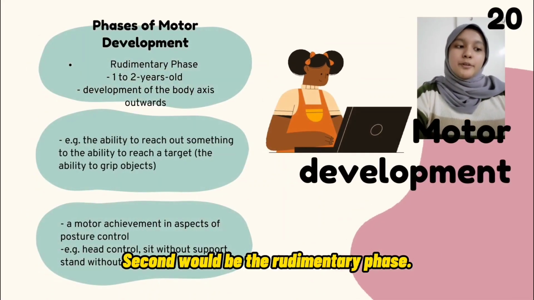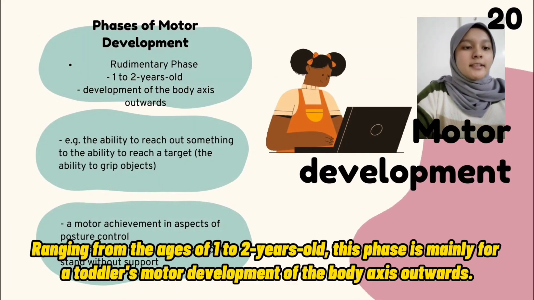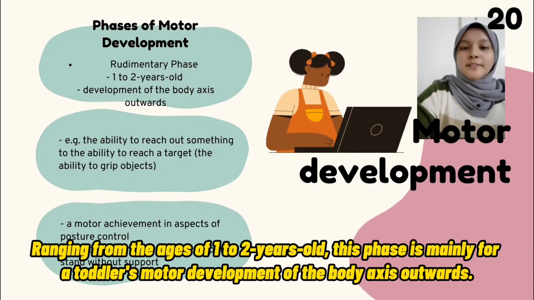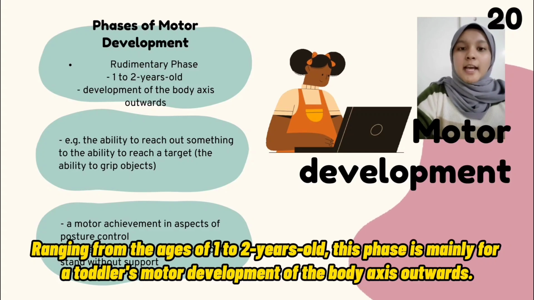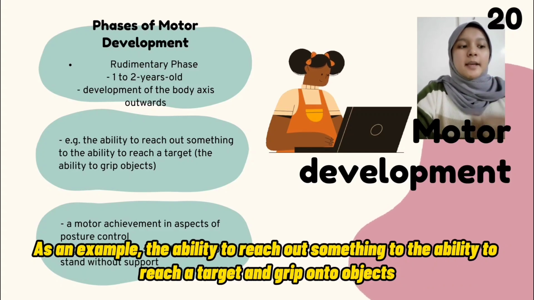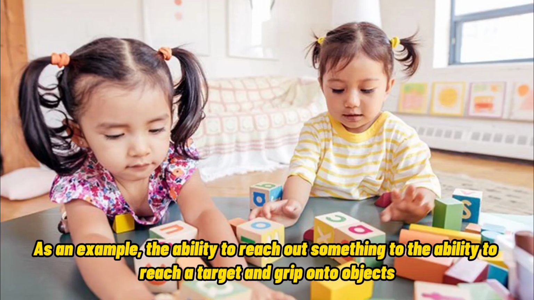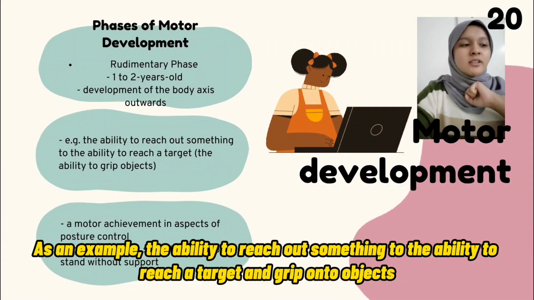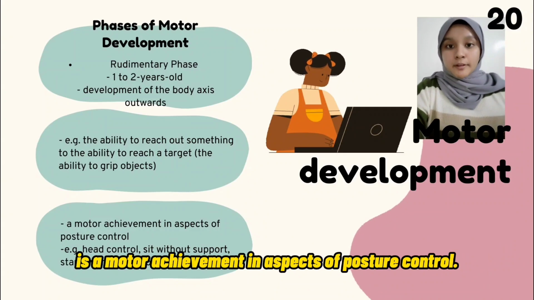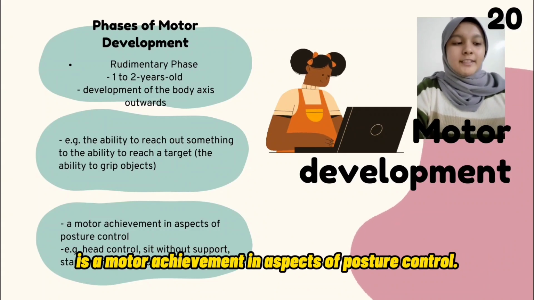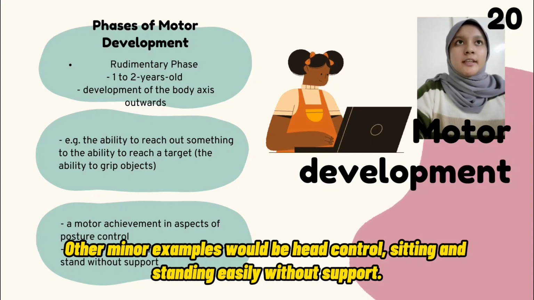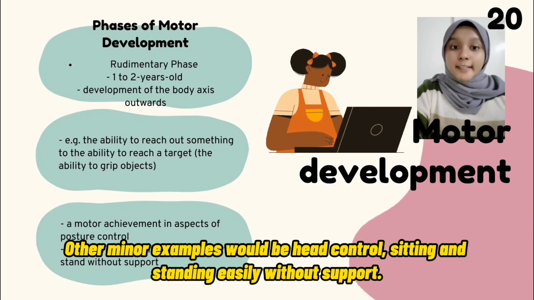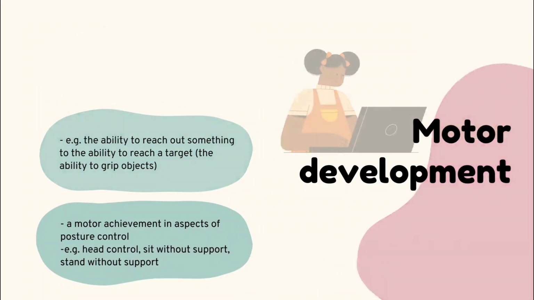Second will be the rudimentary phase, ranging from the ages of 1 to 2 years old. This phase is mainly for toddlers' motor development from the body axis outwards. As an example, the ability to reach out to a target and grip onto the object is a motor achievement in aspects of posture control. Other minor examples would be head control, sitting and standing easily without support.